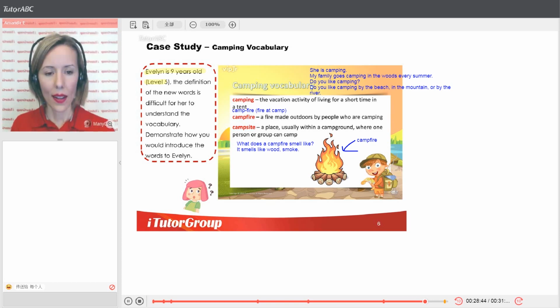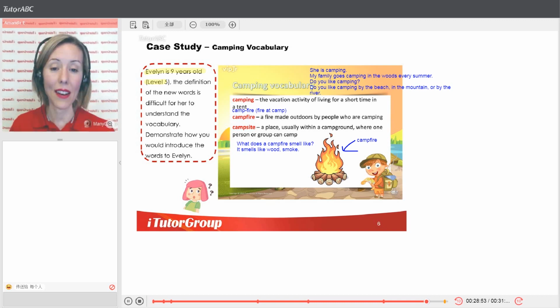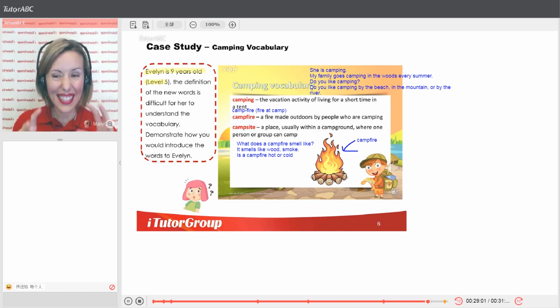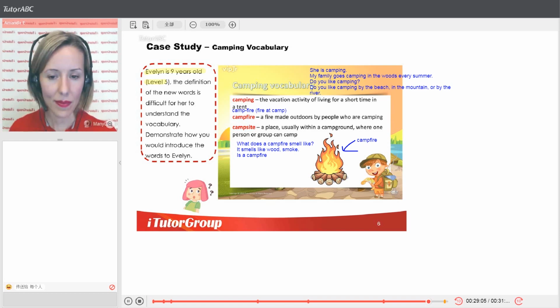Is a campfire hot or cold? You can dumb it down for someone if they're just not getting it. Give them some easy questions. Ask them some things about the qualities of a campfire and see if they understand what's going on there.